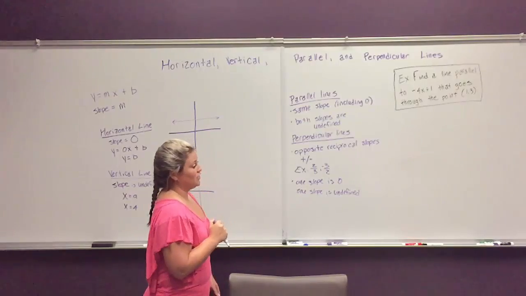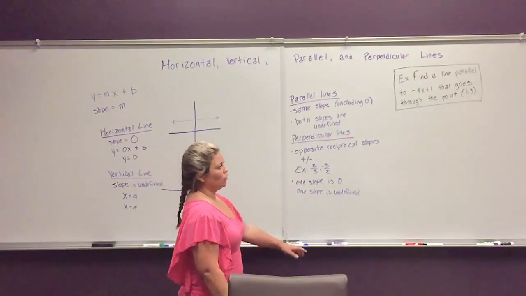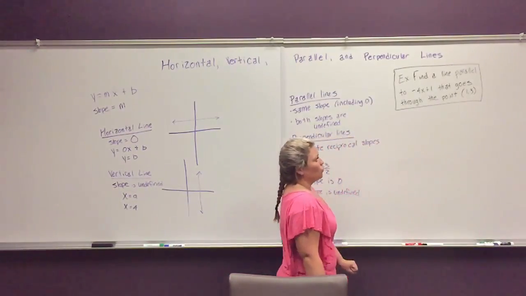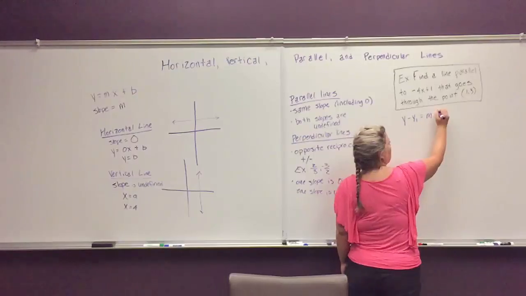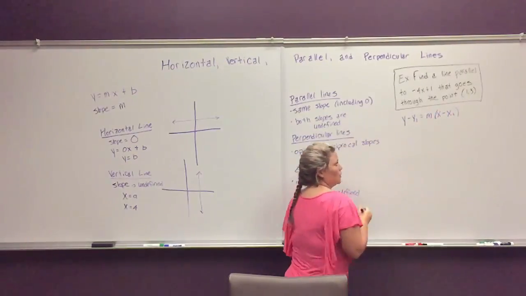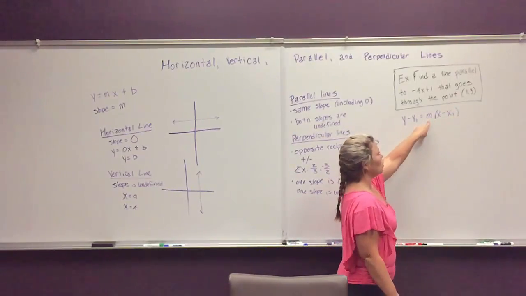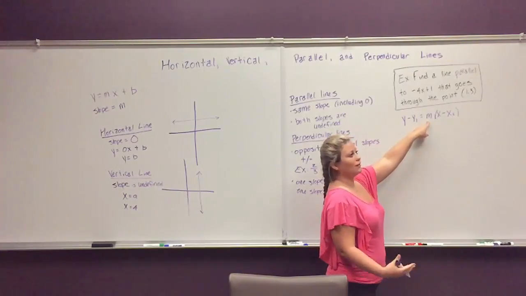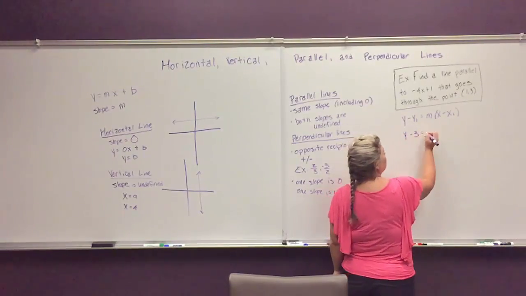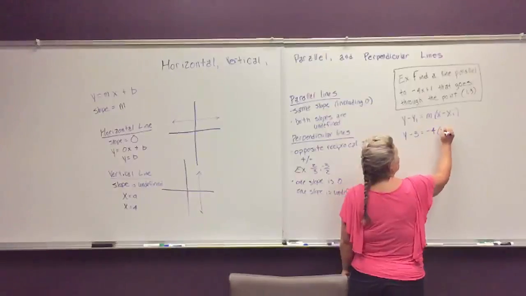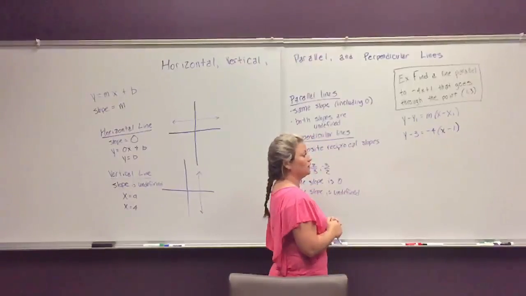Then, this example here says, find a line parallel to negative 4x plus 1 that goes through the point 1, 3. We're going to use the equation y minus y1 equals m times x minus x1. Okay, where y1 is 3 and x1 is 1, and the slope is what we have to figure out. Since they're parallel lines, they have the same slope. So the equation looks like y minus 3 is equal to negative 4 times x minus 1. Realize we could leave the equation like that.